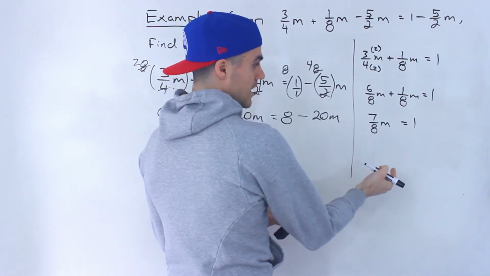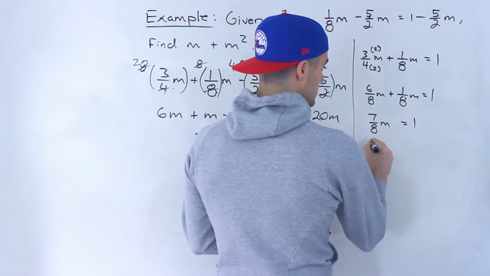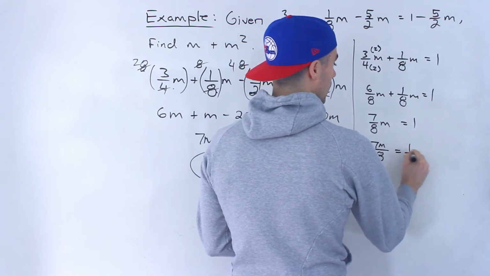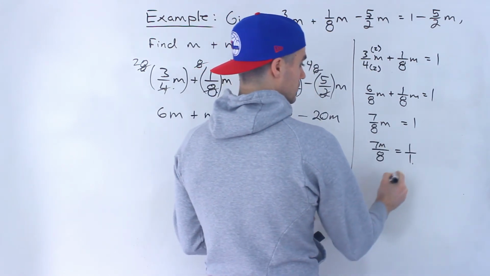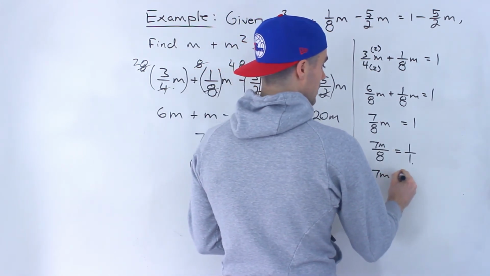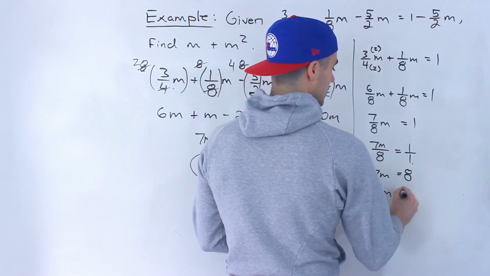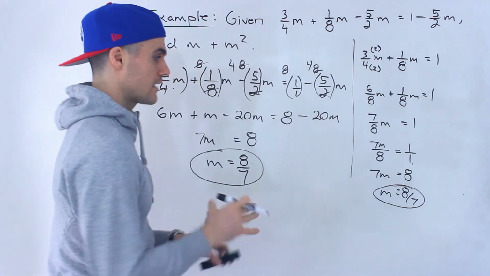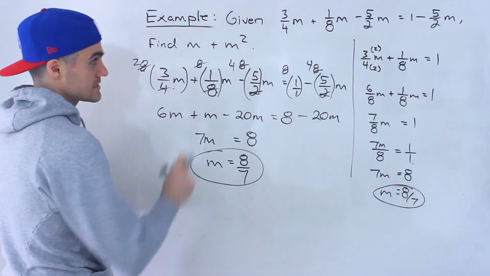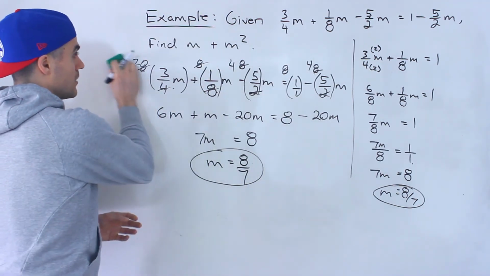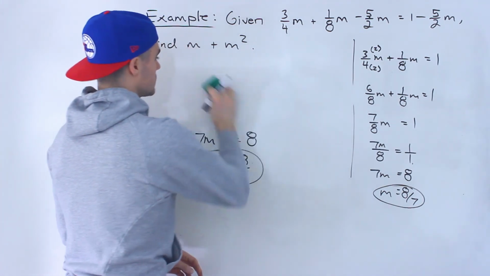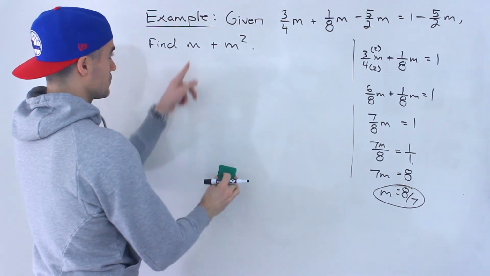We could divide both sides by 7 over 8. Another way we could do this is rewrite this as 7m over 8, which is equal to 1 over 1. And then we could just cross multiply, so we'd have 7m is equal to 8, m equals 8 over 7. Right, so whichever way you do it, m equaling 8 over 7, that's the solution to that equation. But we're not done yet. What we've got to do is plug that into this expression.